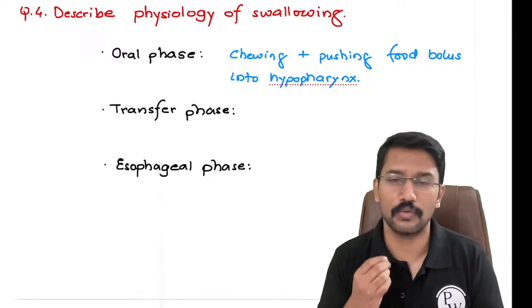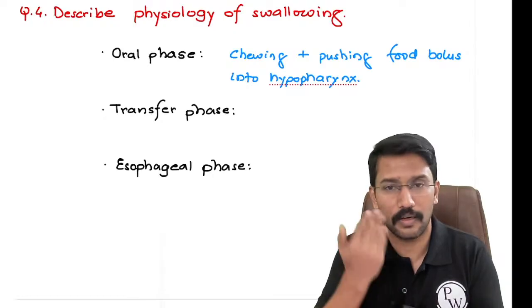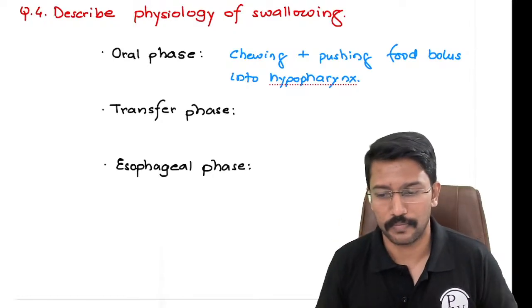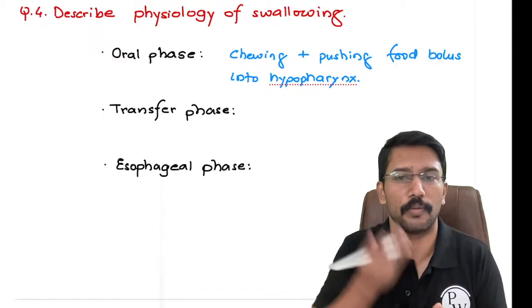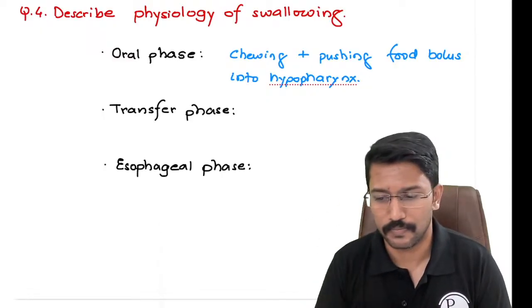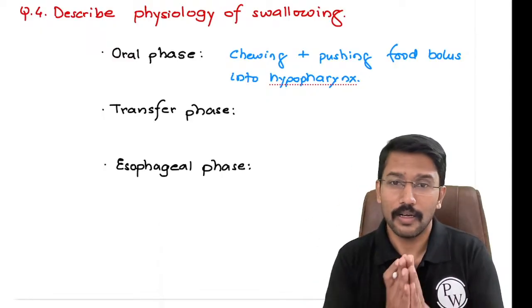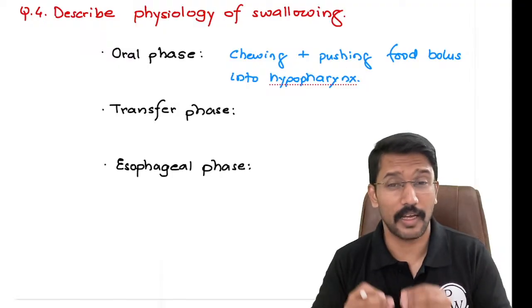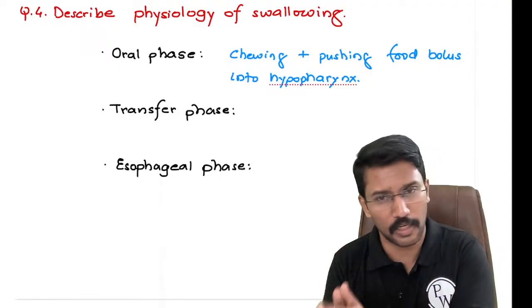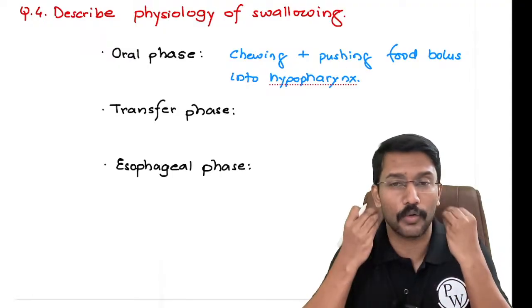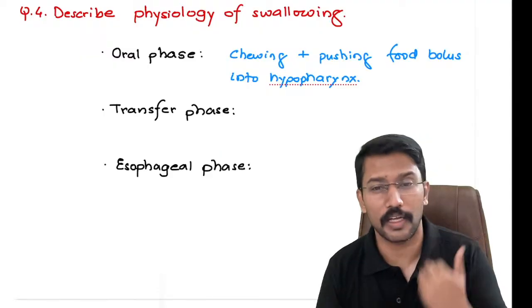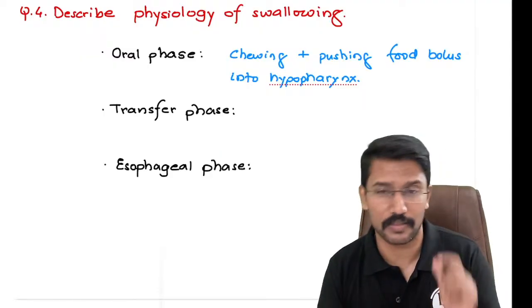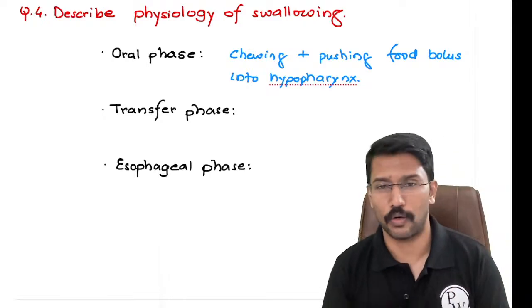Now what is the main nerve supply to the tongue, which will control the motor movement? The tongue, which will push the food bolus back, is supplied by the 12th or hypoglossal nerve. So that means I should have a normally functioning hypoglossal nerve for me to be able to transfer this food bolus into the hypopharynx. If I have a palsy of the hypoglossal nerve, I will not be able to achieve this. Again, I will have difficulty in swallowing.